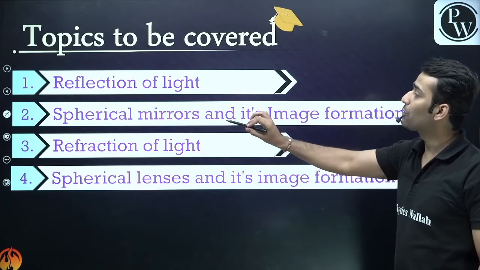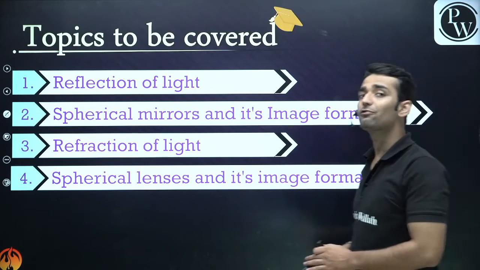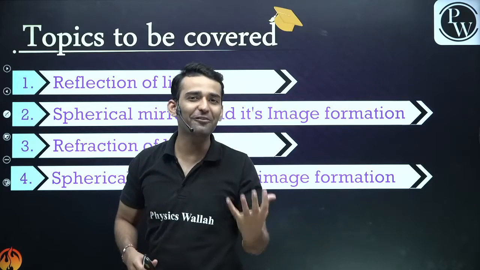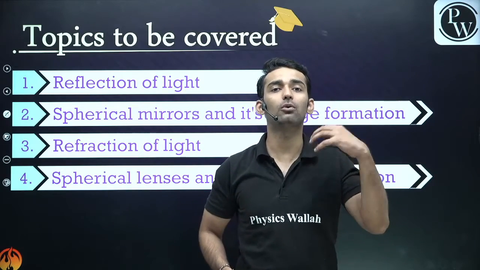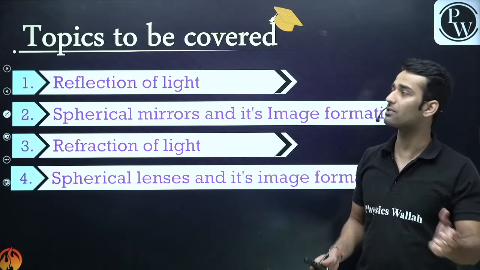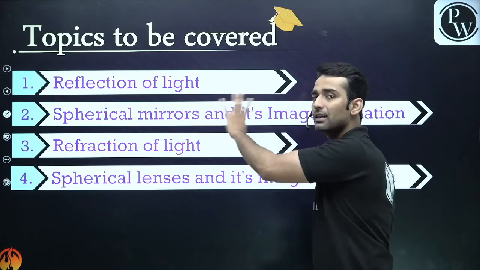Then we will be moving to the spherical mirror and its image formation. Like we have concave mirror, we have convex mirror. How do they form the image? How do we calculate the image distance, object distance? All those things will be covered in this topic.